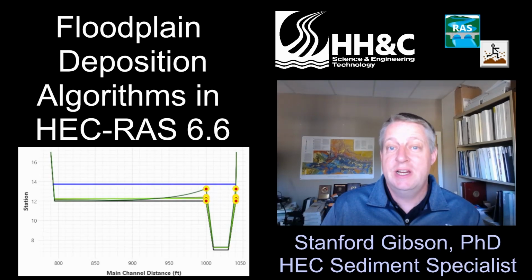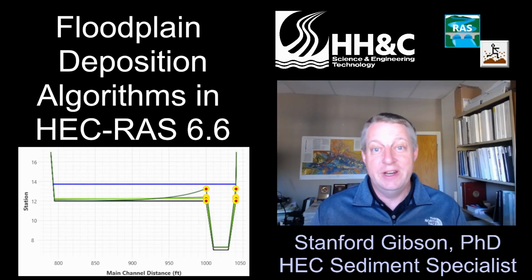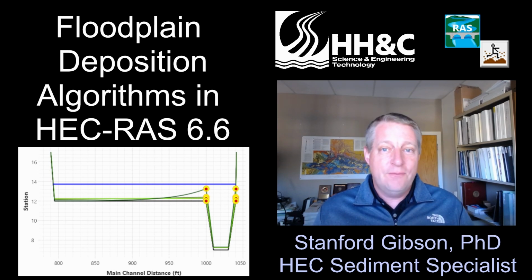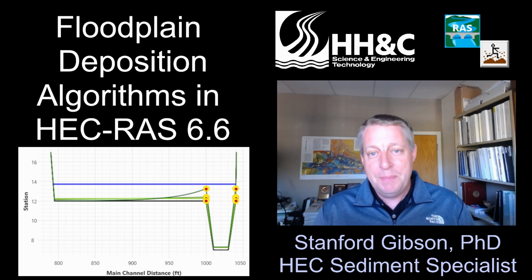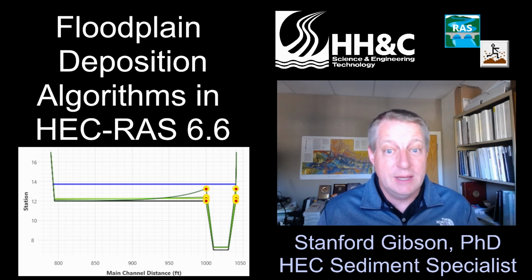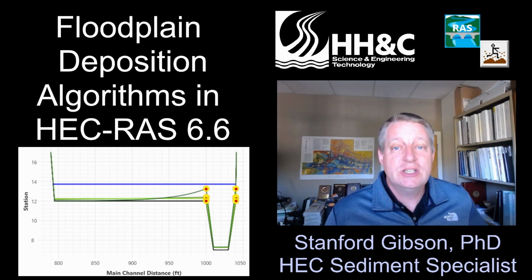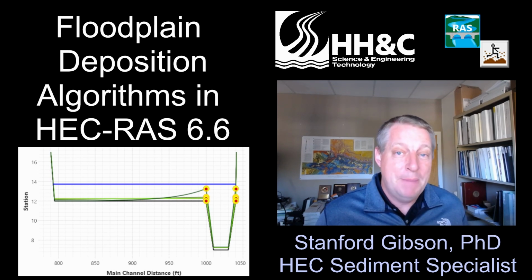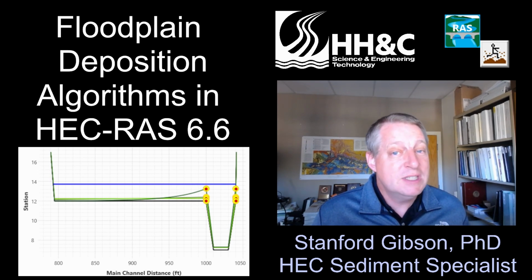So floodplain deposition has always been challenging in one dimension. The nature of a one-dimensional model is that differentiating between deposition in the channel and deposition in the overbanks is fundamentally 2D. And so it's always been a challenge. We're doing a lot of work on different algorithms that can make it better, and those will be coming mostly in future versions.